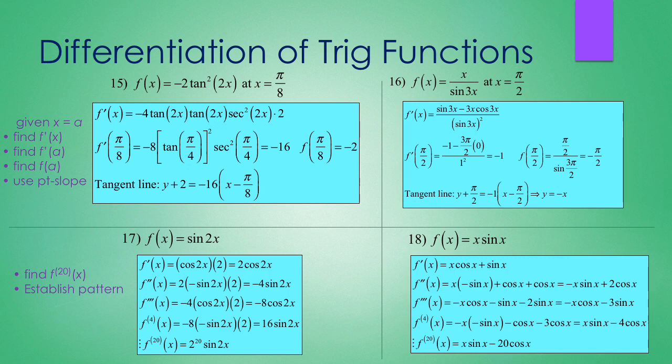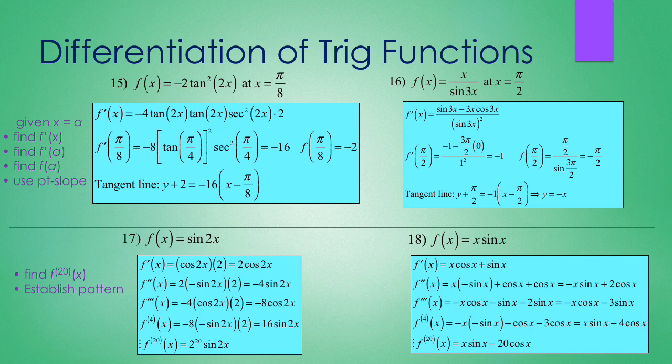In number 18, we have f of x equals x sine of x. First derivative is x cosine of x plus sine of x. Second derivative, negative x sine of x plus 2 cosine of x. Third derivative, negative x cosine of x minus 3 sine of x. And fourth derivative, x sine of x minus 4 cosine of x. That should be enough to establish the pattern.